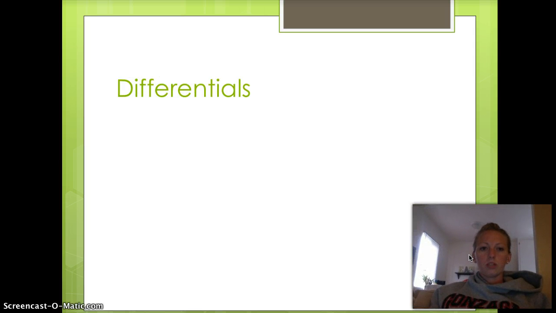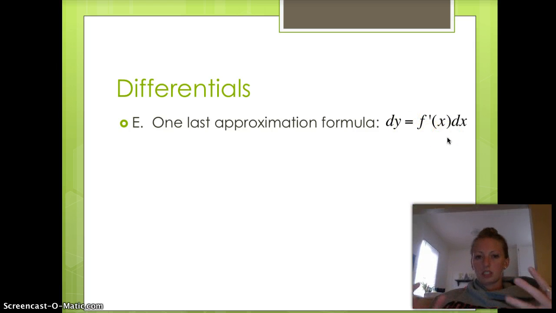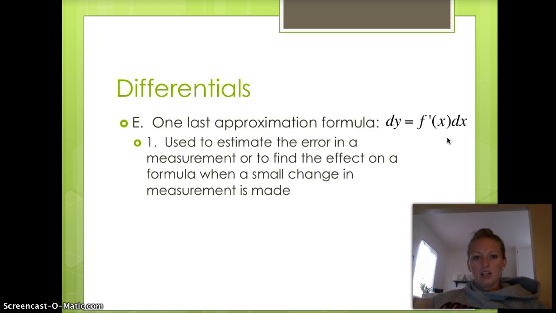So, okay, there's one last type. It says dy, which is just like y equals or A equals in most cases, because these are dealing with area or surface area, equals f prime of x dx. Okay? So it's used to estimate the error in a measurement or to find the effect on a formula when a small change in a measurement is made.